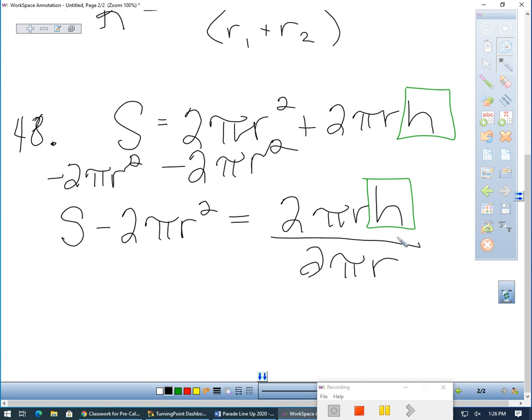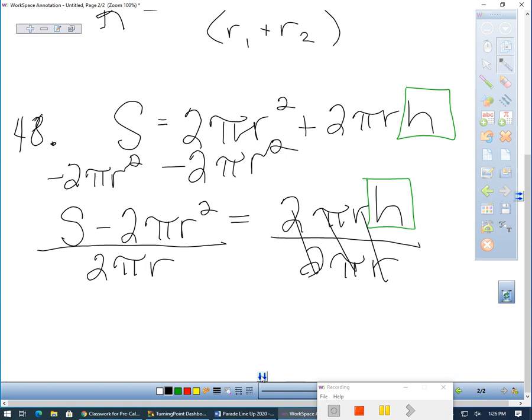pi and r. Whatever I do to this side, I have to do to this side. 2 pi r. And these all cancel. So I get h equals s minus 2 pi r squared over 2 pi r. Do those cancel? No. There is a process happening on the top, so you cannot cancel those. So this is your final answer. Okay?